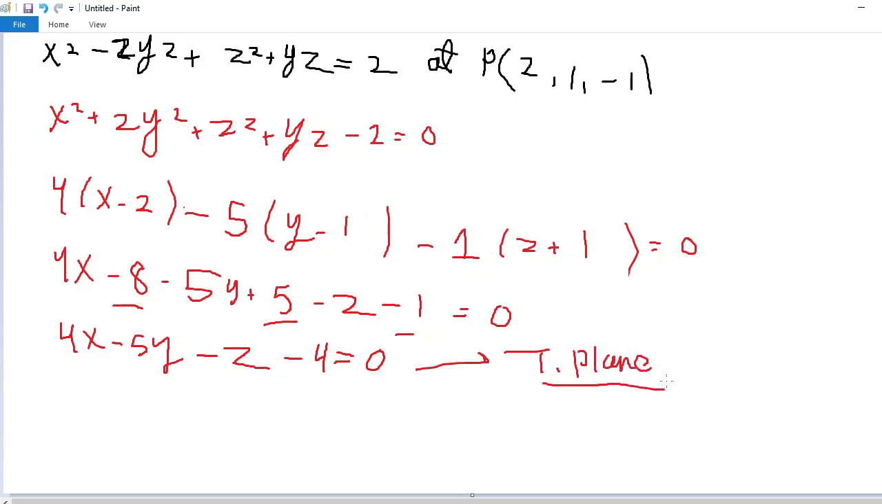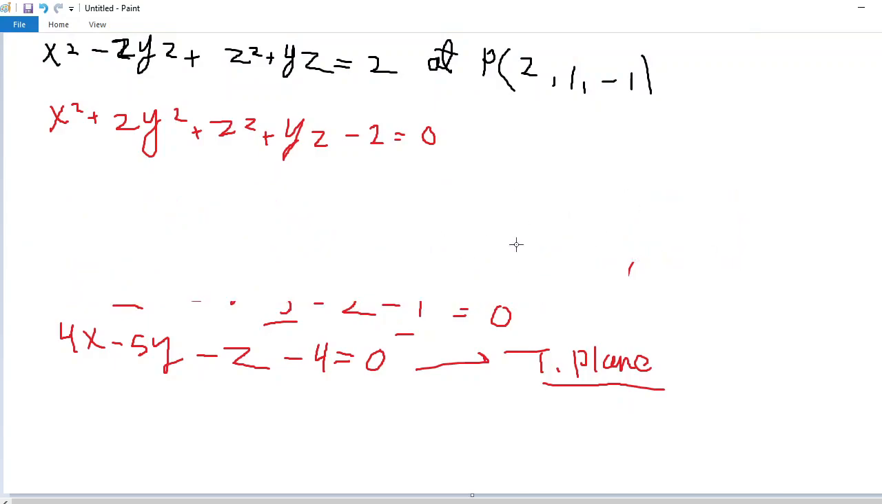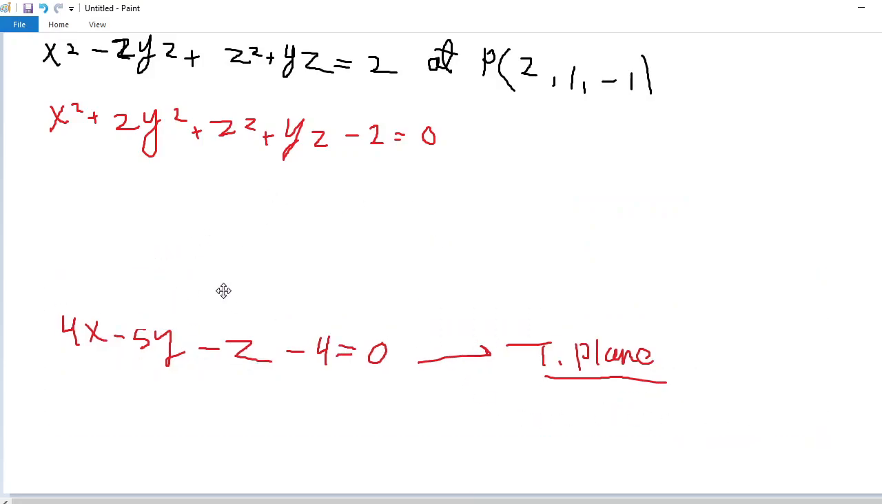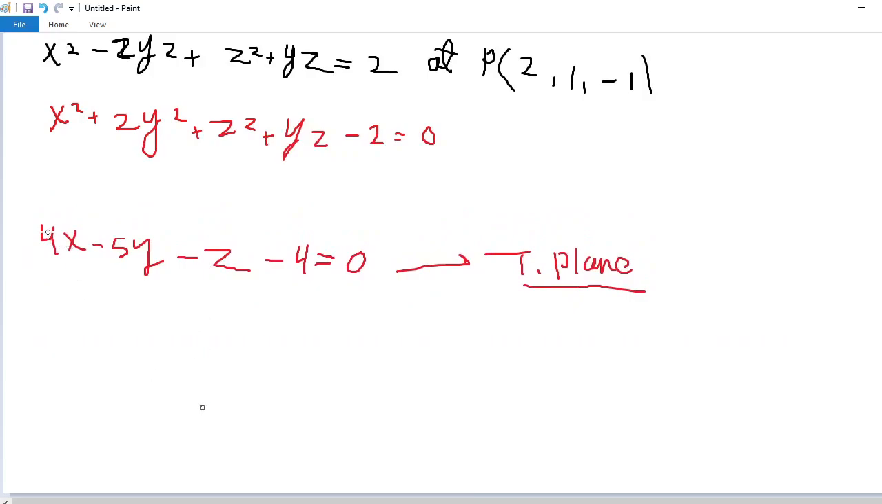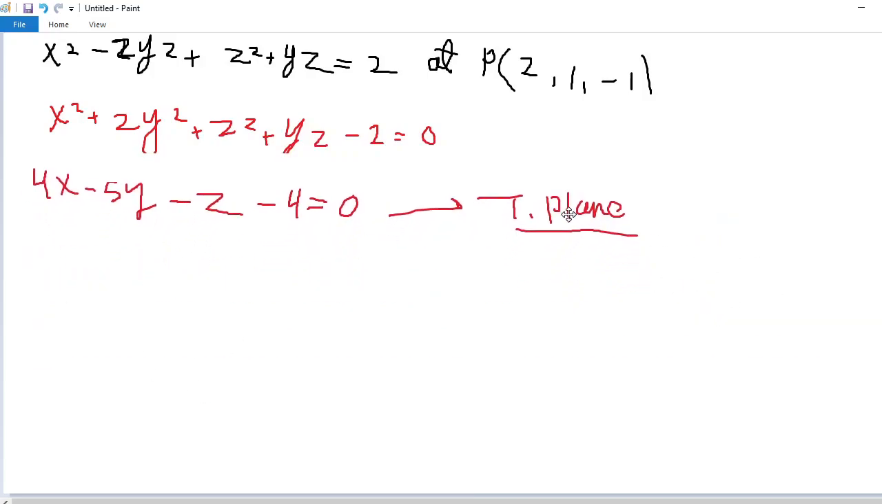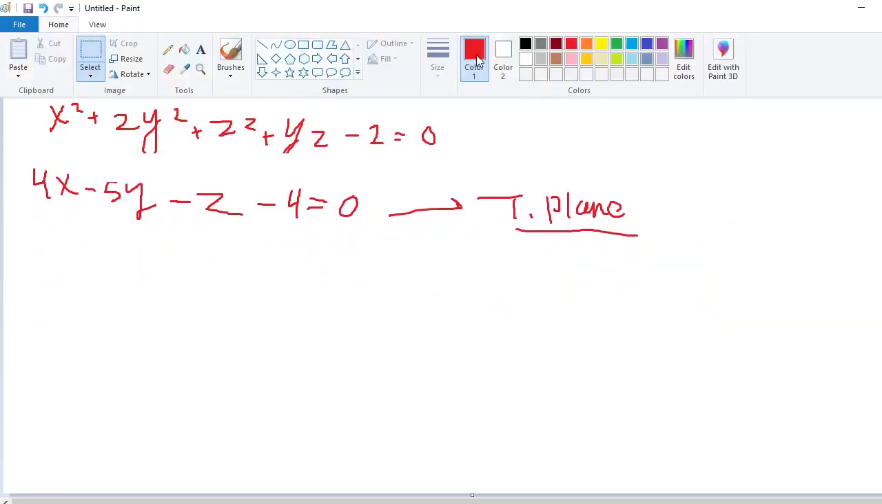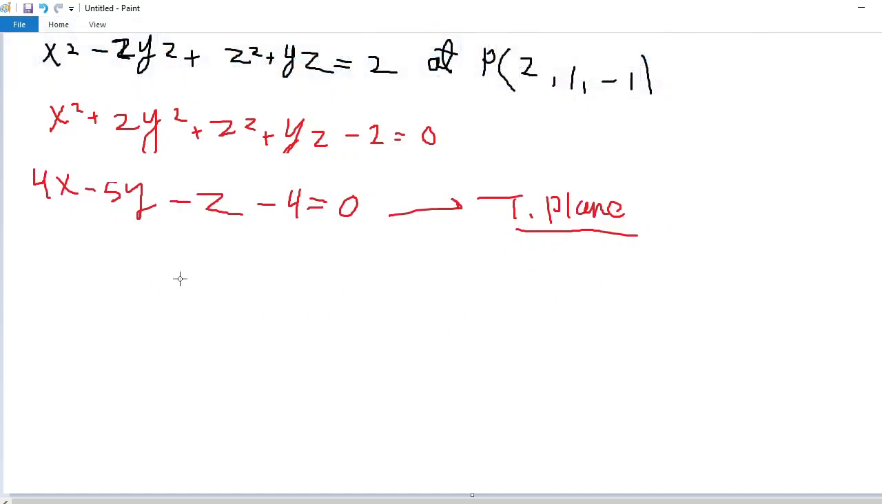But the question also said we need to find the normal line. So how can we find the normal line? Let me make some space a little before I discuss it. Okay. So to find the normal line, as I said, we only use the parametric equation.